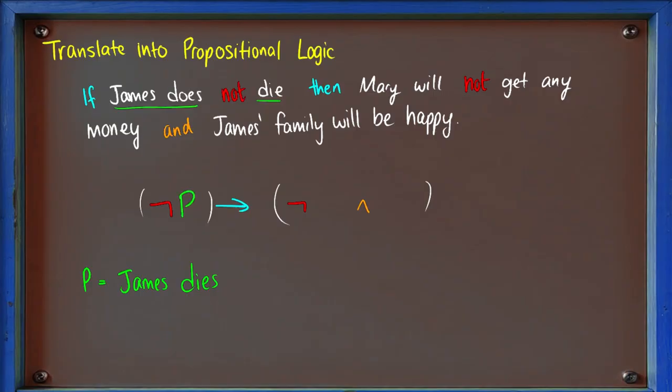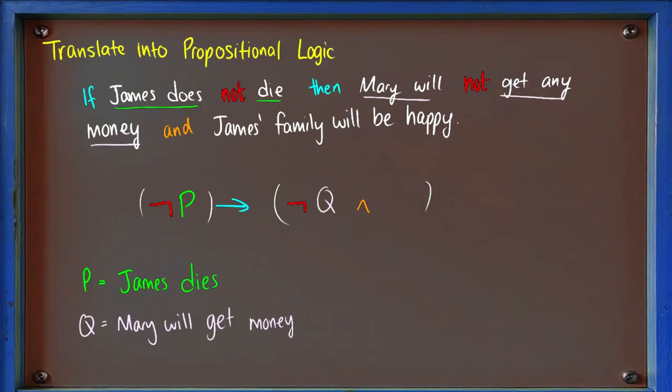The next proposition, Mary will get any money, would be another statement. We wouldn't include not in there, so let's call that Q: Mary will get money. And I know it says "will get any money," but the way that not works in English, it's attached to not. If we say "Mary will get any money," that sounds weird in English, so we just kind of align it. So Mary will get money, so it'll be not Q.